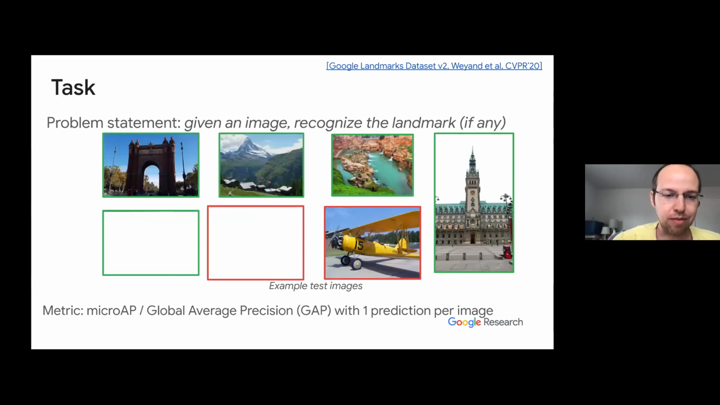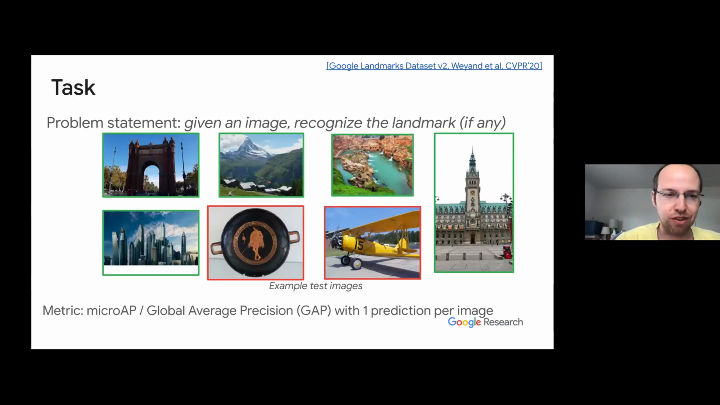Okay, so first let me introduce the general problem of the challenge. As it was in all previous years, the problem is: given an image, recognize the landmark in it if there is any. So more concretely, it means that given a query image, the solution needs to predict a landmark label and then a confidence score in that label.